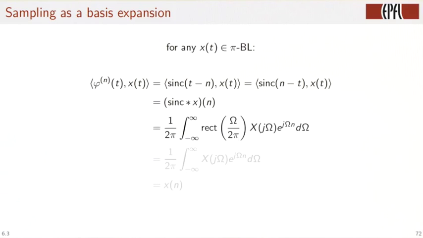Now use the convolution theorem. So this convolution of sinc with x is a product of rect with the Fourier transform of x. We take the inverse Fourier transform of this product. That's 1 over 2 pi the integral of X(omega) e to the j omega n d omega. And this, of course, is exactly equal to x[n]. So the inner product between phi n and x(t) is simply the sample of x at location n.